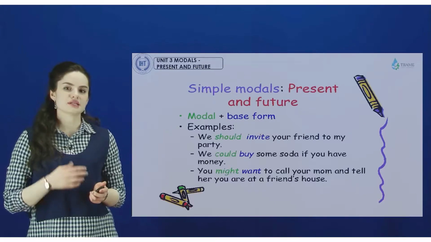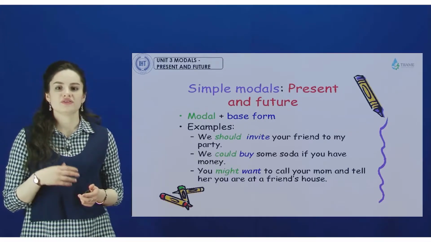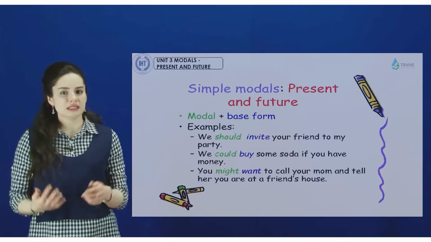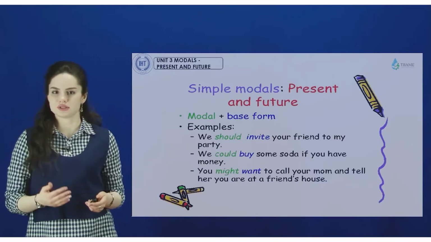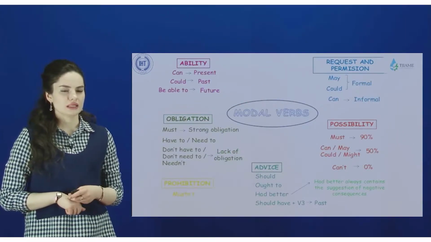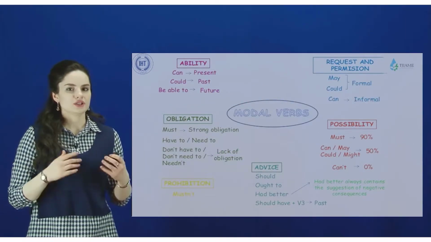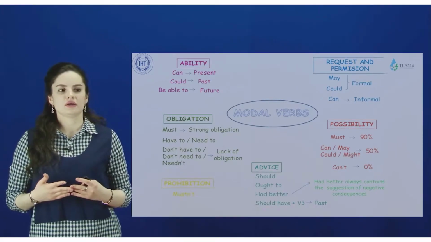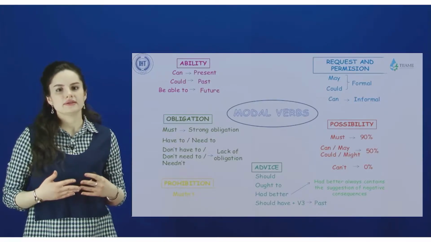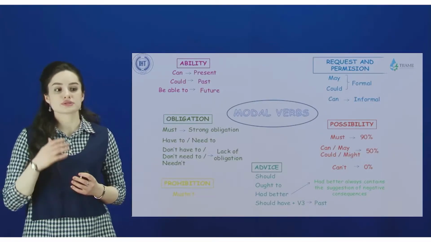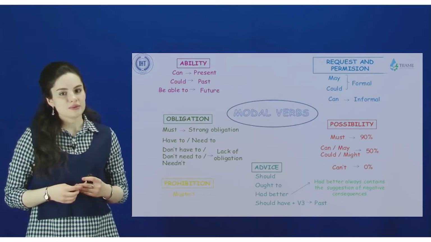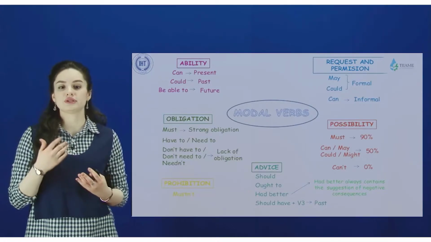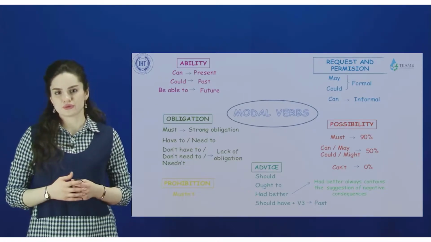But of course, as I promised, we should differentiate how to understand their meaning in some concrete situation. Some details. Ability: for this purpose, we have the word can. Can in the present, its past form is could. And be able to do something is, of course, for future tense, about our plans for future time.